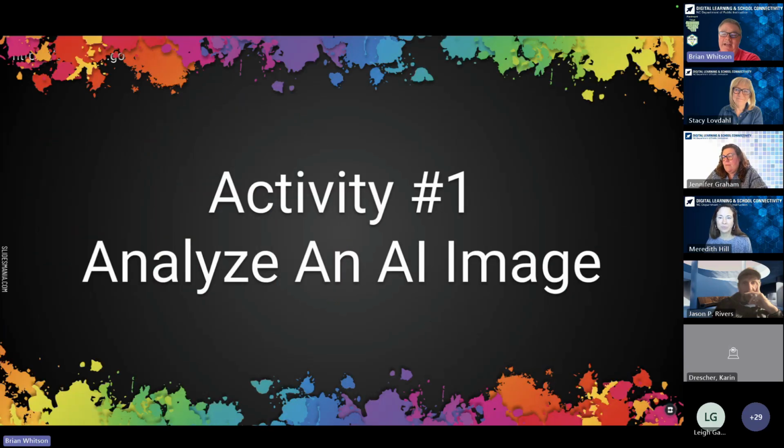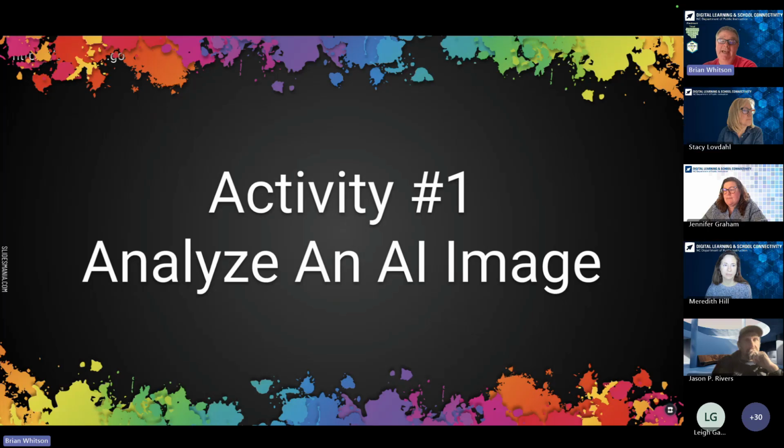And again, these are activities that you could use with students, especially at the K-8 level, who may not have access to Gen AI tools. But with any of our activities, think about how they could be adapted to meet the context and the type of learners that you work with.